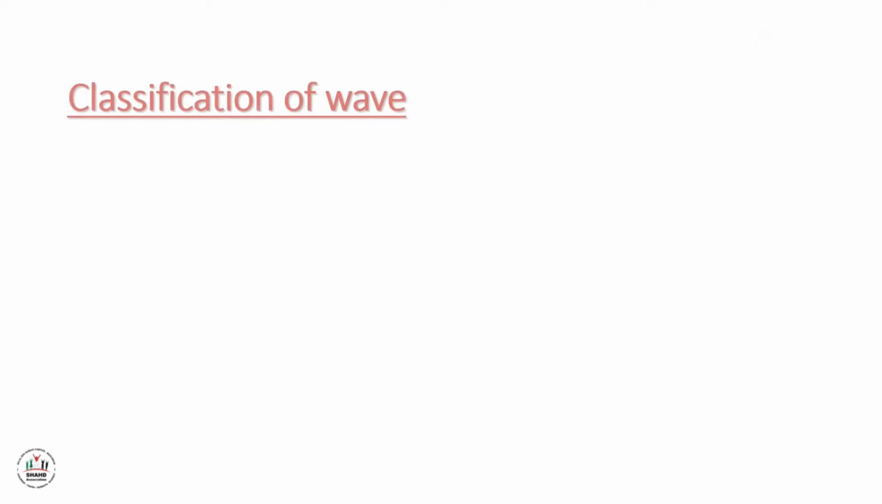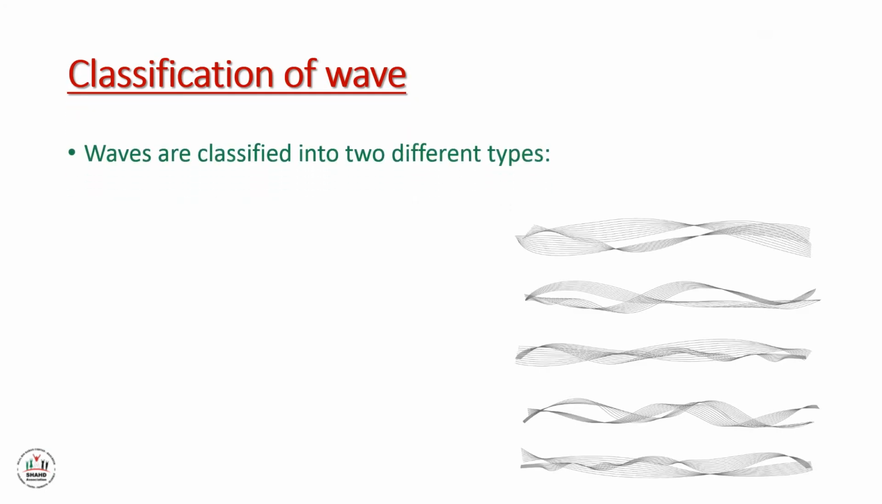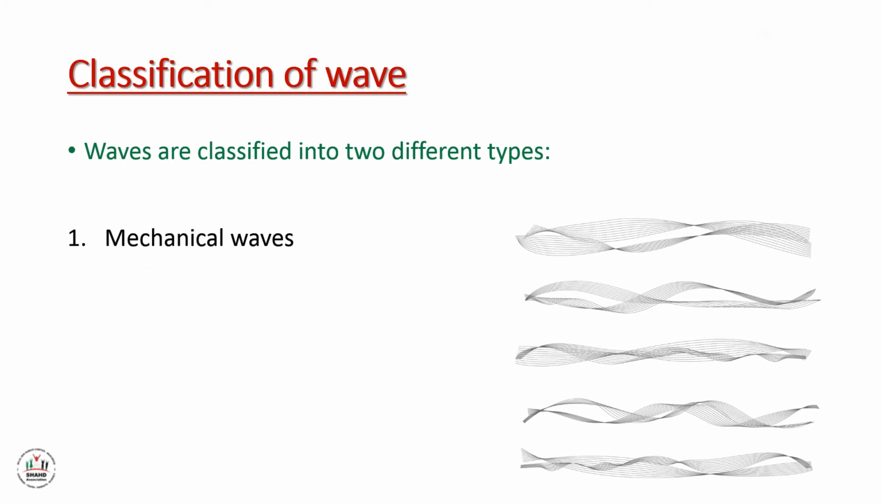Waves are classified into 2 different types. The first one is called the mechanical waves. The second one is the electromagnetic waves. Today, we will tackle the first type, which is the mechanical waves. We will start with the mechanical waves.